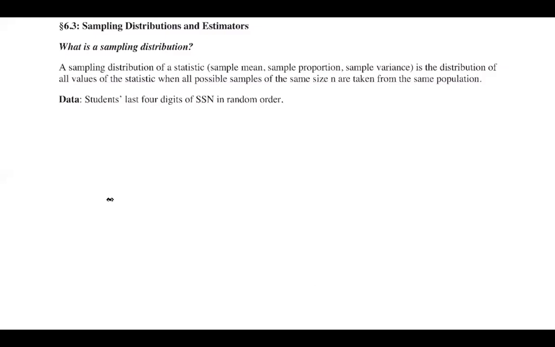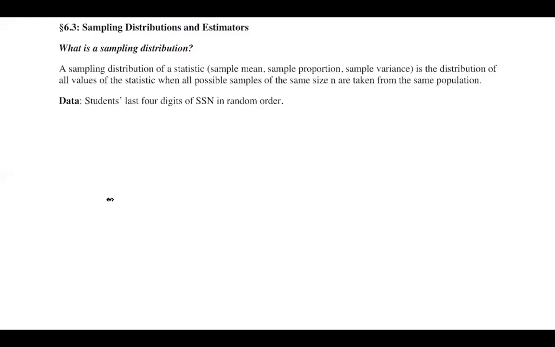It says that a sampling distribution of a statistic, and that statistic can be sample means or proportion or variance, is a distribution that consists of all values of that particular statistic. So if we're looking at a distribution of all sample means, we're looking at that distribution of all possible samples of the same sample size and taken from the same population. So there is a lot in those two sentences there.